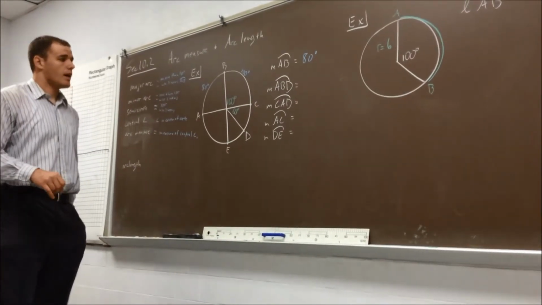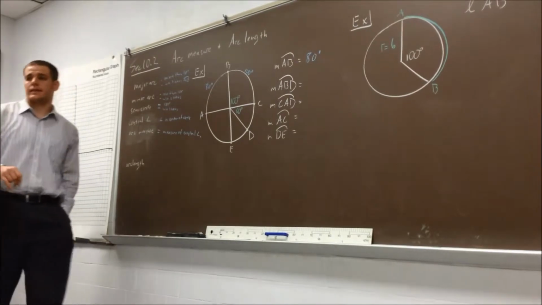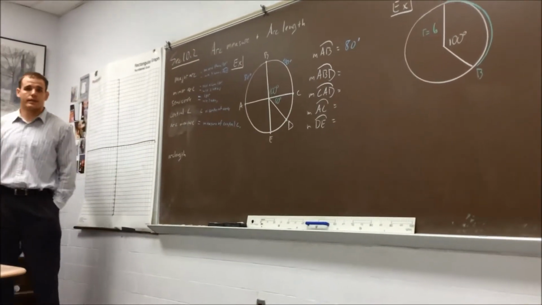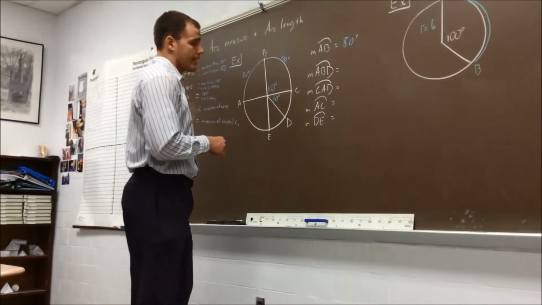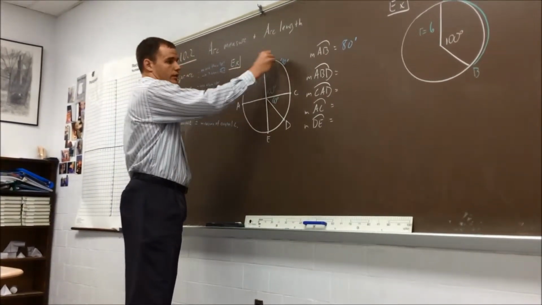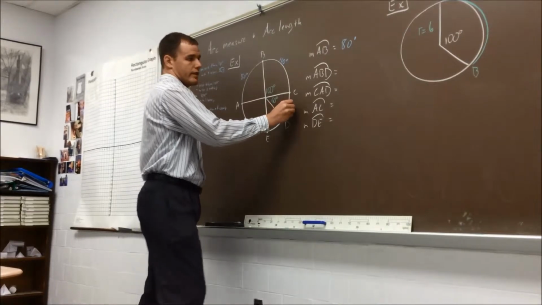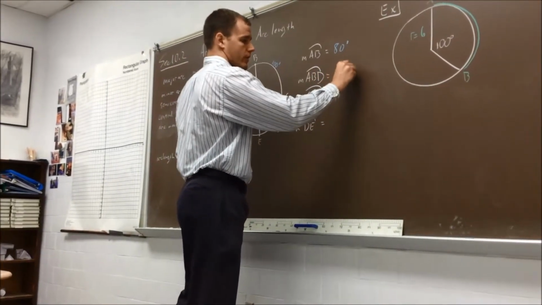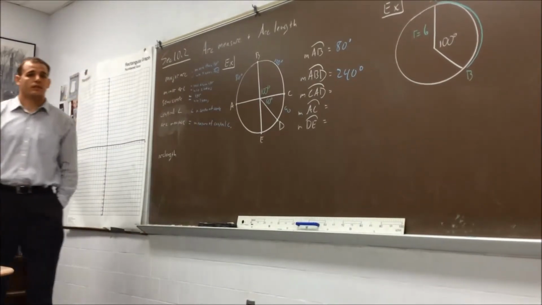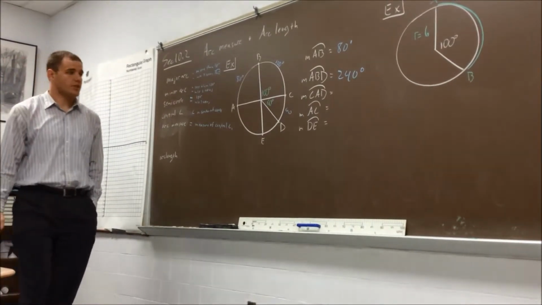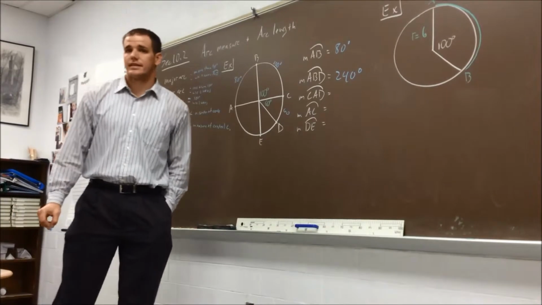Okay, measure of arc ABD. 240. How'd you get that? 180 plus 60. Good. 240 degrees. Major, minor, or semicircle? It's major. Good.